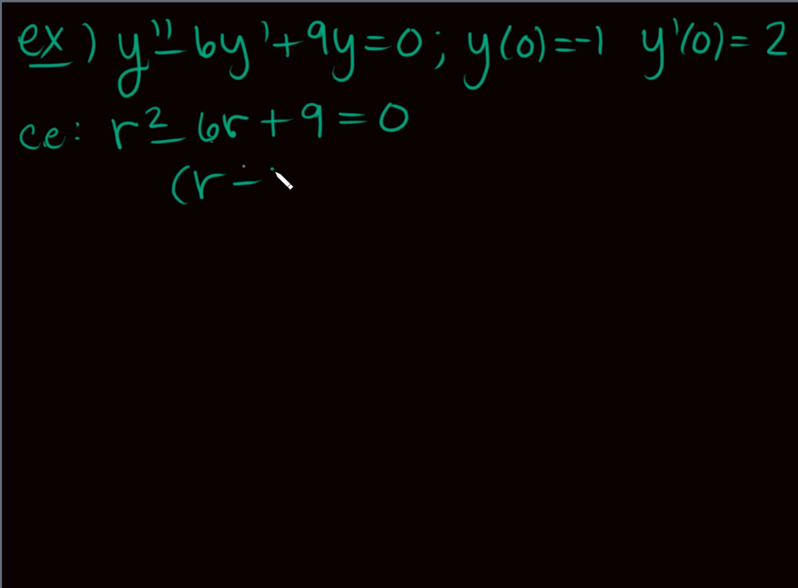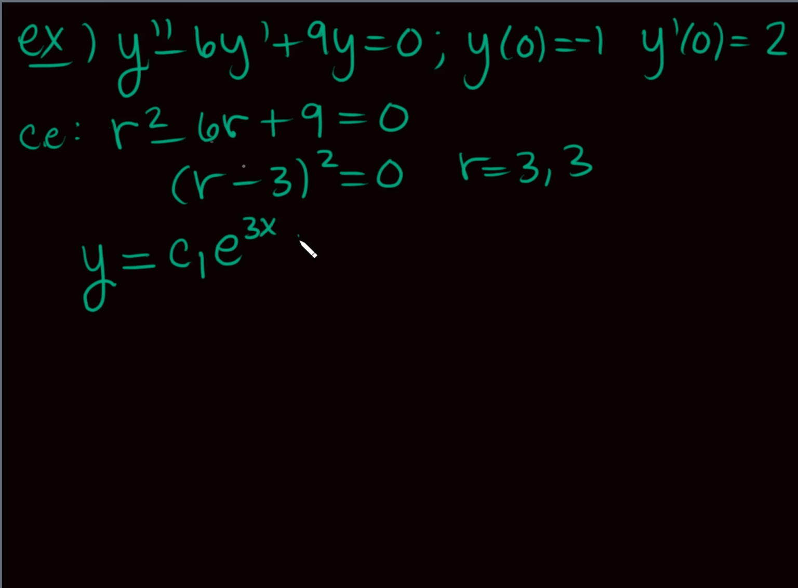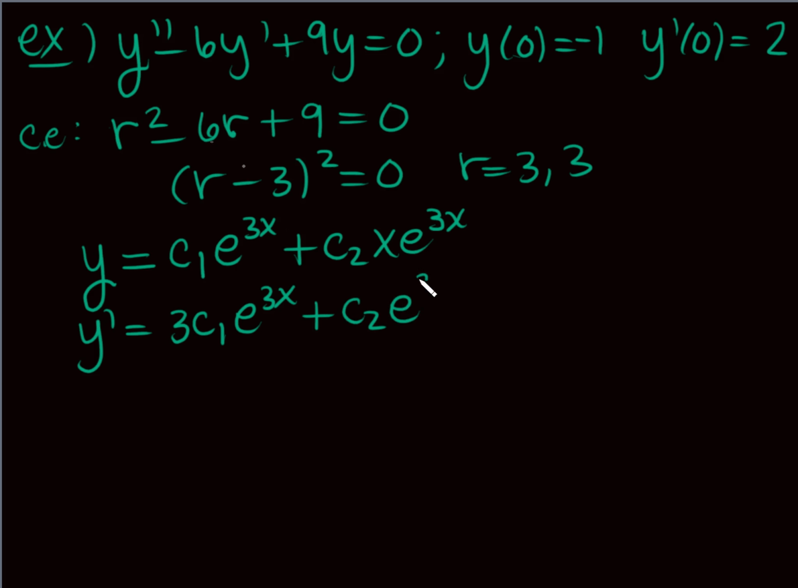So this, as you see, is a repeated root. Okay, so my general solution then, sometimes I'll put 3 just to remind myself, is c1 e to the 3x plus c2 x e to the 3x. Okay, linearly independent solutions. Now, how do I find my c1 and c2? Well, I'm going to need y prime. That is going to be 3c1 e to the 3x, and I'm going to do product rule here, plus c2 e to the 3x plus 3c2 x e to the 3x.